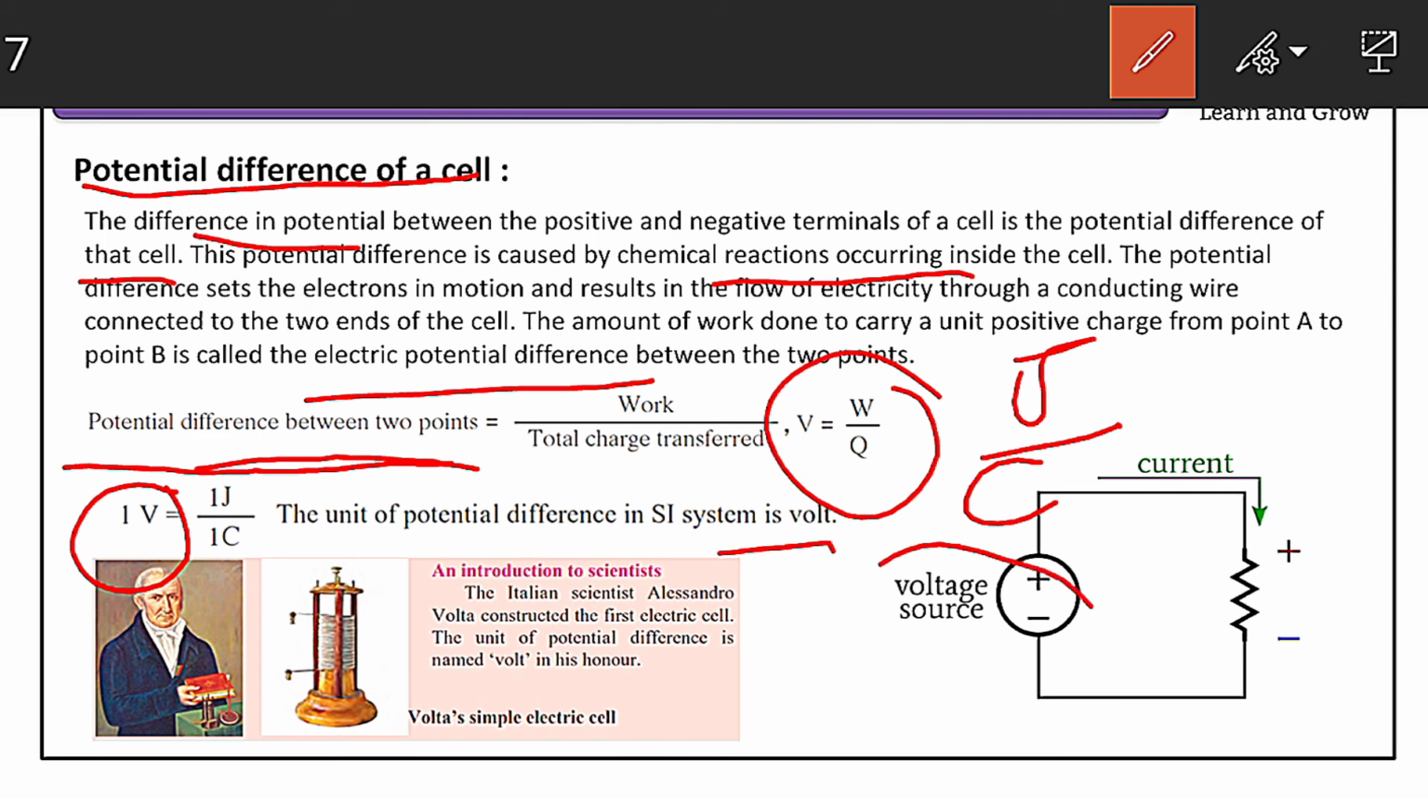See, this is the voltage source, and the current flows from the positive end to the negative end. Alexander Volta was the Italian scientist who made the first electric cell. Therefore, to honor him, we have given the potential difference unit as volt. So this is the first electric cell.